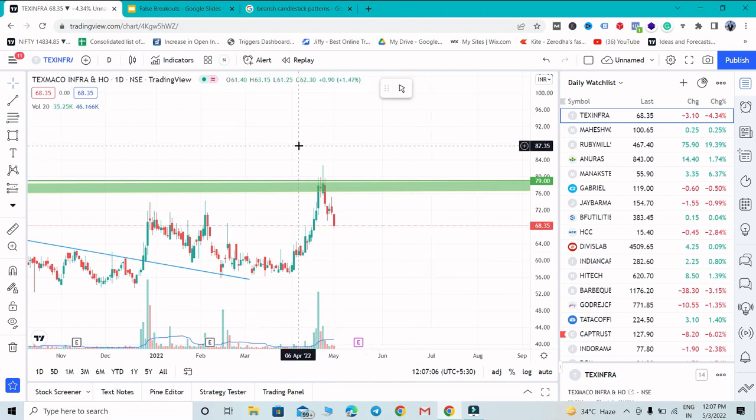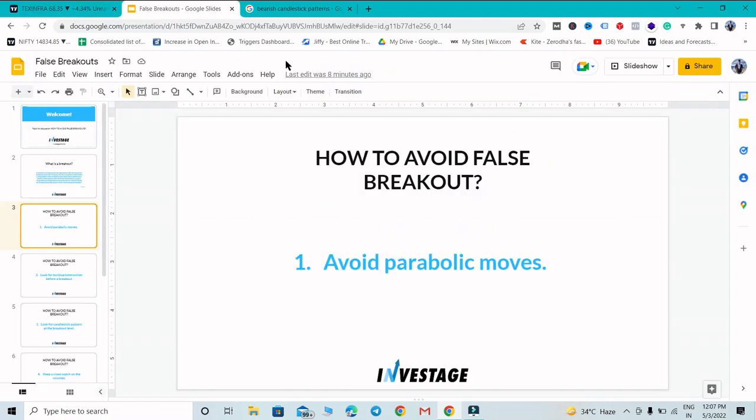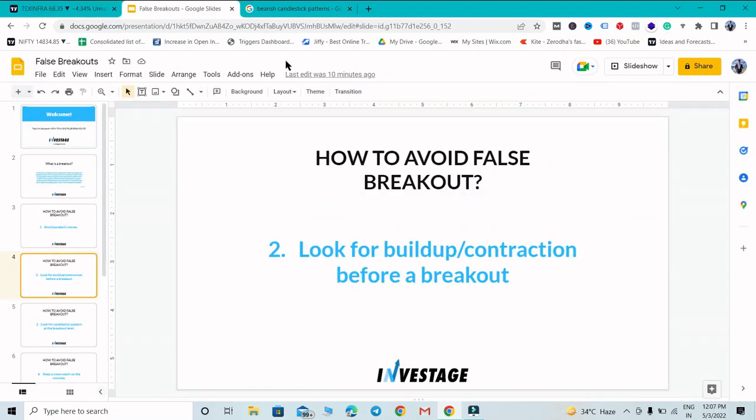So now I'll tell you what should be the case when you have to enter a breakout trade, and how it would be different from this. We'll cover it in the coming points. So the next point is to look for build up slash contraction before a breakout.